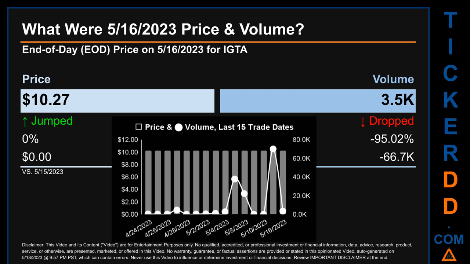The graph shows price and volume for the last 15 trade dates. Across a range of 6 cents, the max and minimum end-of-day price were respectively 10.28 and 10.21. Volume saw a range of 70,000, from a day low of 0.1 thousand to a day high of 70.1 thousand.